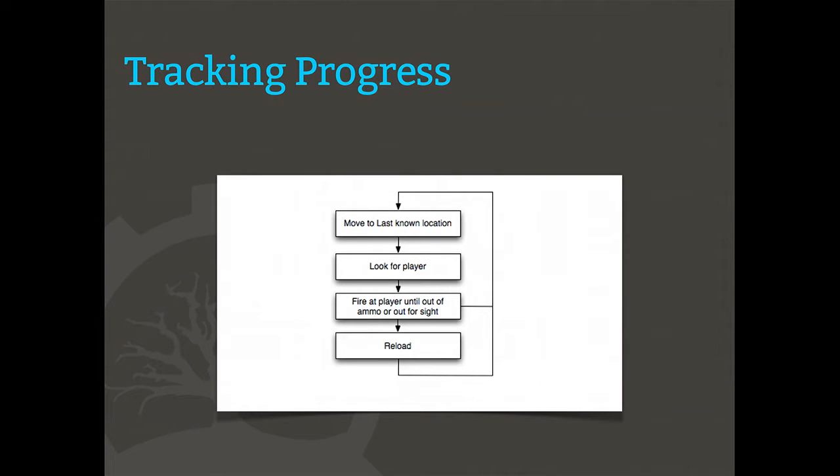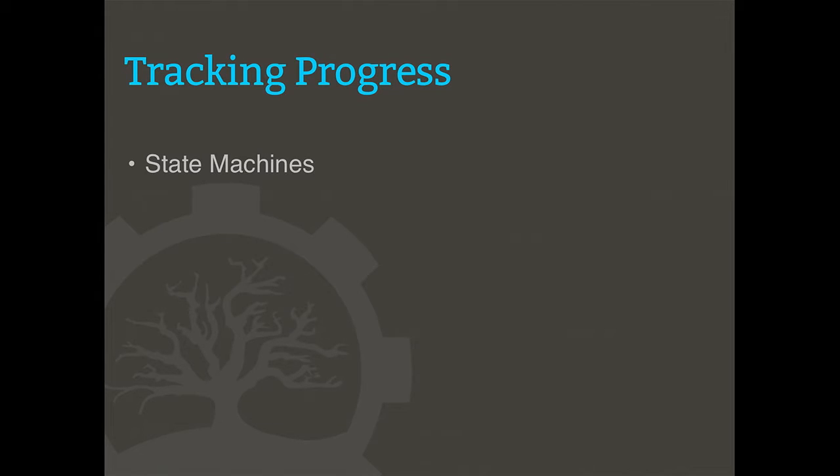So let's look at a common kind of task you might want to do. This is what an AI might do in a game. He might want to find the last known location of the player character, look for the player, and then when he sees them, fire at the player until the player's out of sight or he's out of ammo, and then he might either want to move to the last known location again or reload. This is an example of what's called a state machine. State machines are the classic way of doing execution over multiple frames or over time in programs.